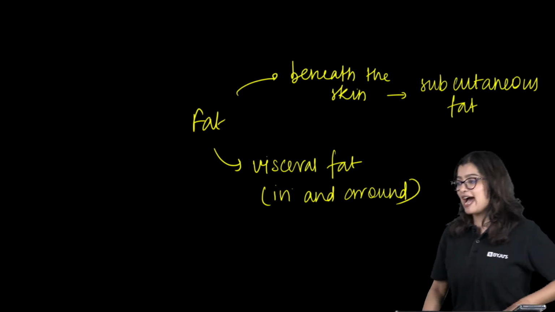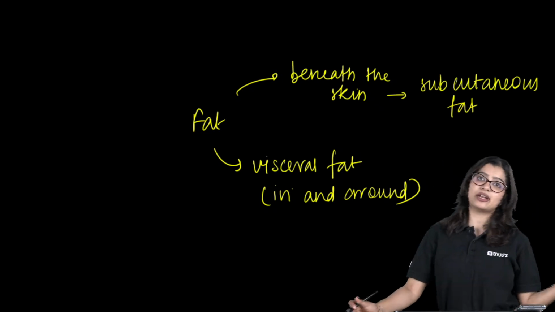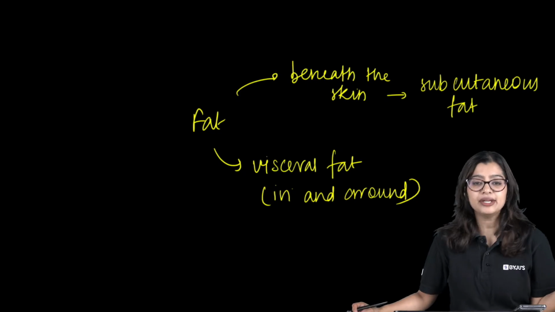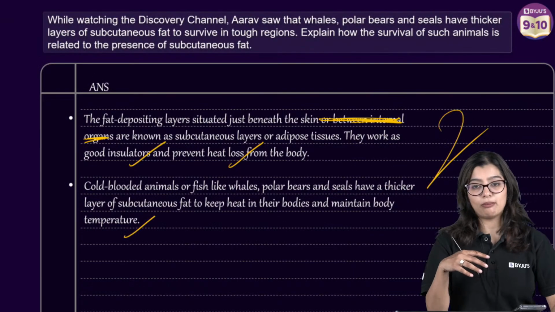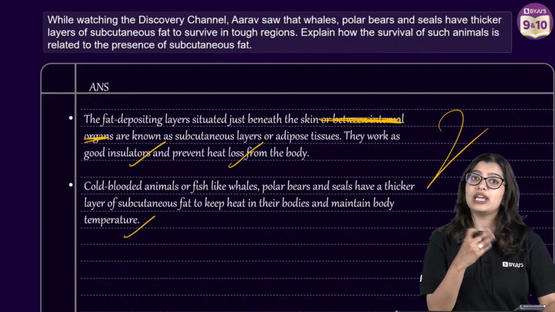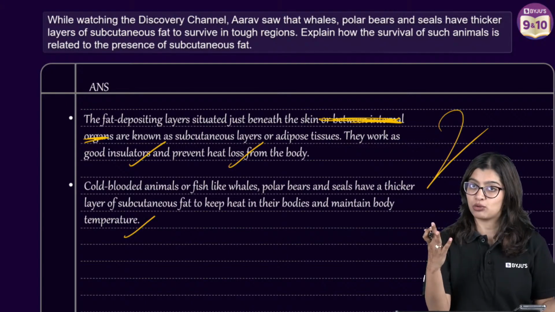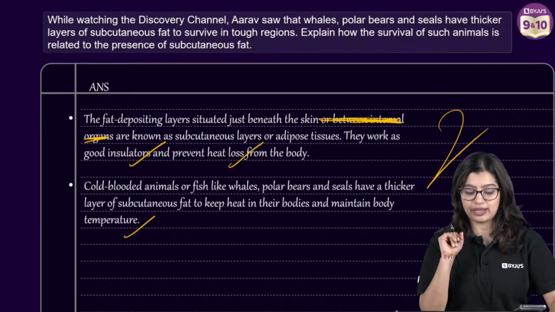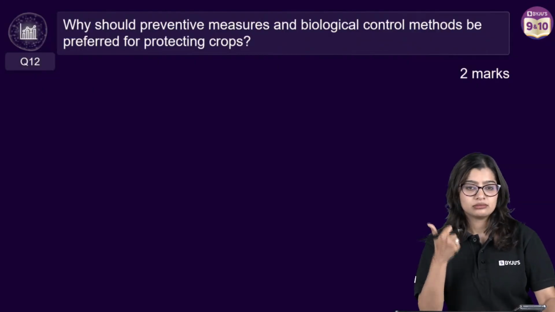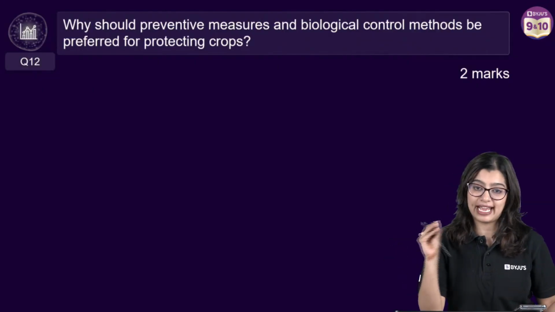Ma'am, definition of fat. See, fat tissues are basically adipose tissues that store fat, right? Awesome. Ma'am, are we cold-blooded? No, we are warm-blooded animals, which means that we don't change our body temperature with respect to our surroundings, but we have a fixed constant body temperature that needs to be regulated. Cool. Now that we are clear with this, we will go on to the next question.